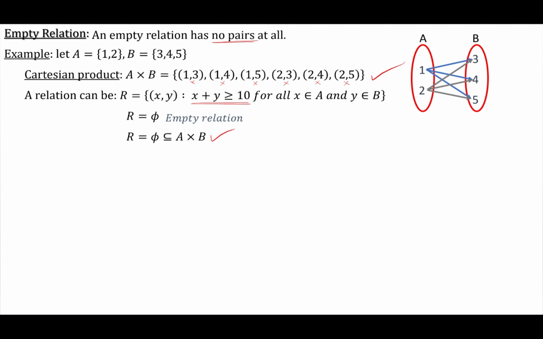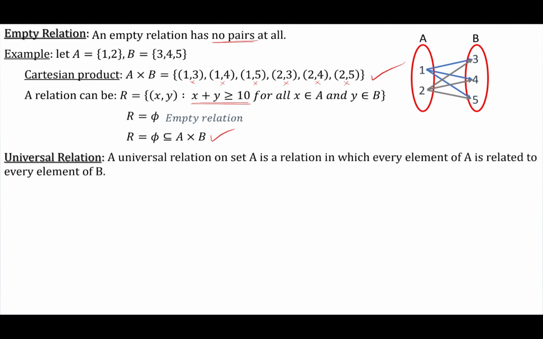Remember this one. The next one, universal relation. A universal relation is a relation in which every element of set A is related with every element of set B, like a Cartesian product. But the Cartesian product is a set, okay? Universal relation is a relation, okay? That is the difference between these two things. Let us have an example.